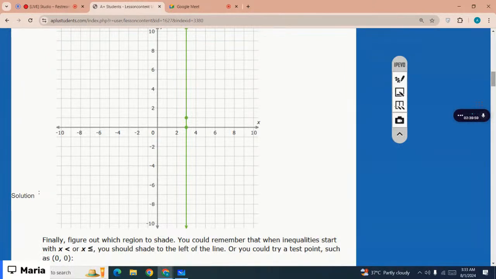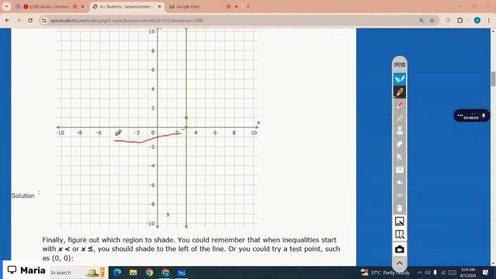Because x is less than or equal to 3, that means all the values on the left hand side are the correct ones because they all are less than.